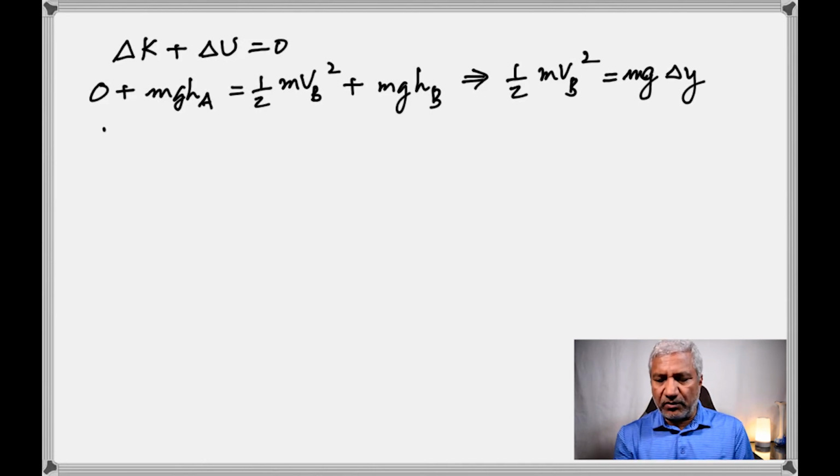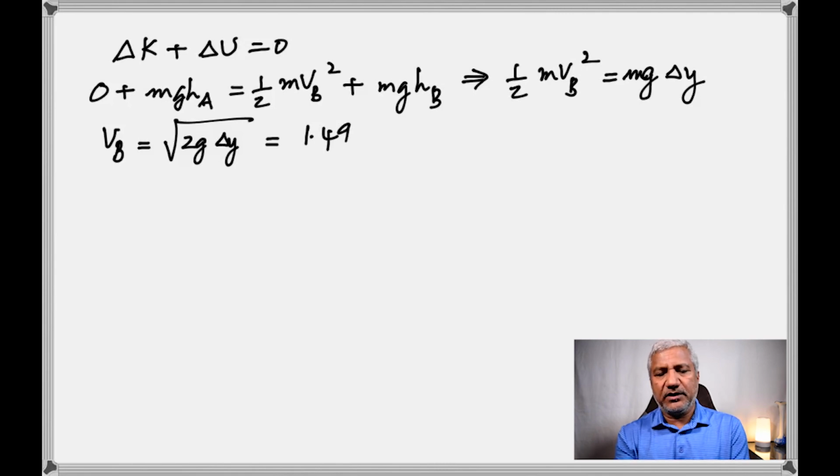Now rearrange all that and you also find that the mass is going to cancel out, right? And you get this for the velocity. Remember I told you it's always going to be square root 2gh in this type of problem. And you get the answer as 1.49 meter per second.